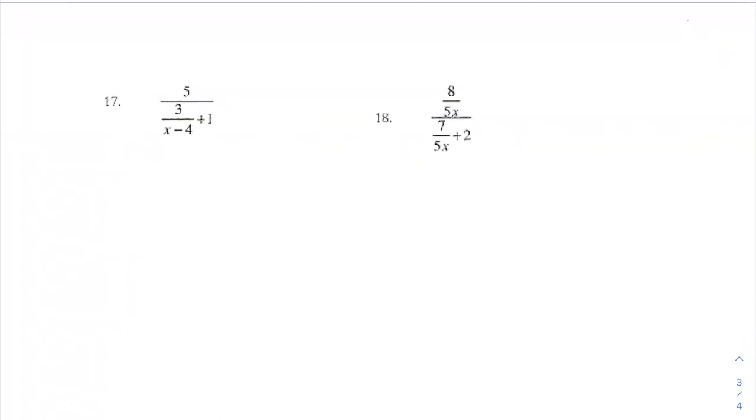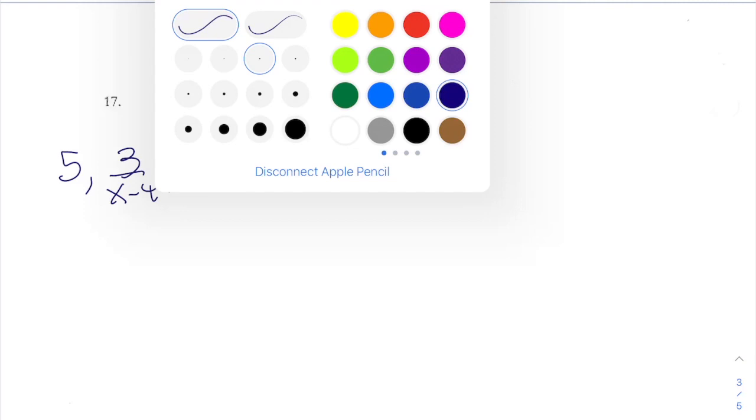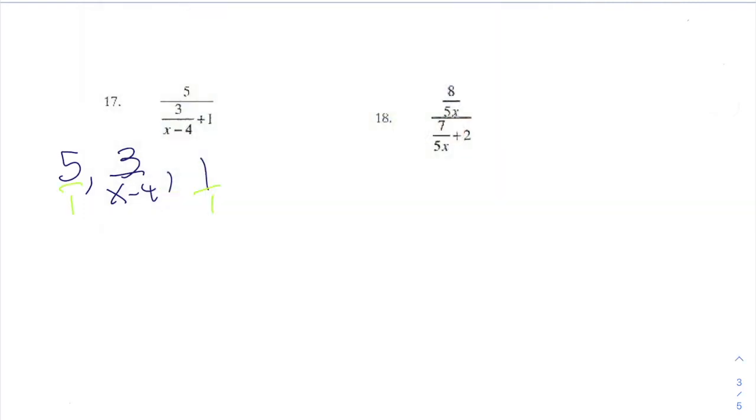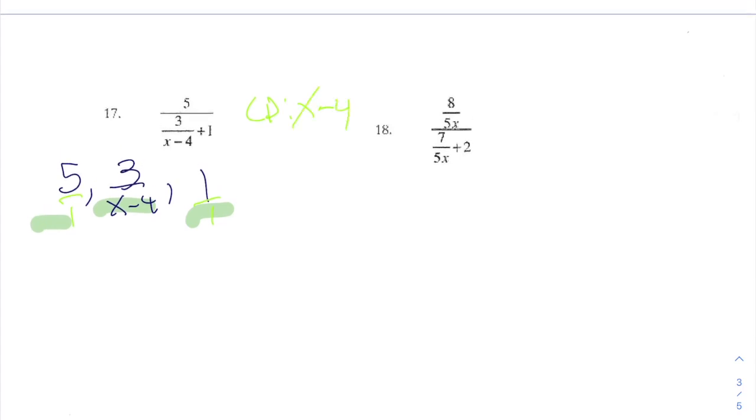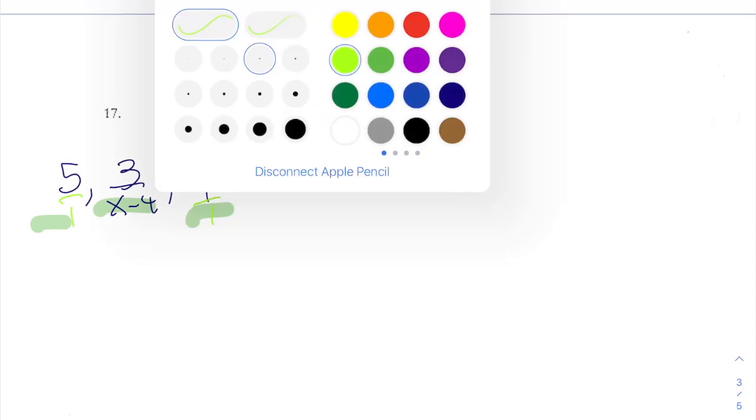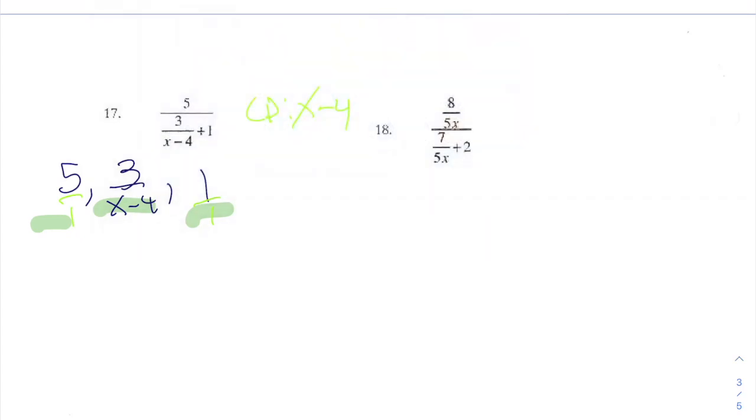And again, this technique of listing it off to the side. So 5, 3 over x minus 4, and 1. And again, I'm going to put this over 1 and this over 1. So what do you see? What are your denominators? Well, you've got 1, you've got x minus 4, and you've got 1. So that means your common denominator is x minus 4. Okay, so I'm going to multiply every single term by x minus 4.